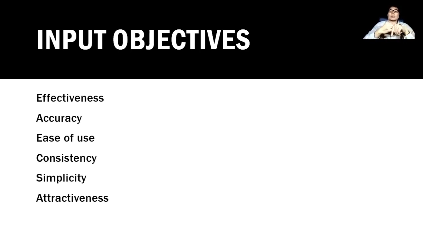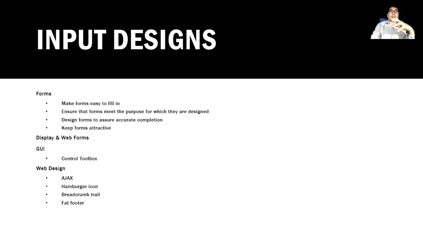Once we understand the input design objectives, next we will look at the types of input design that can be used by the analyst and designer. The first design is electronic forms. An electronic form should be designed in accordance with the input design objectives that we discussed previously. So it should enable users to input the data effectively and accurately.